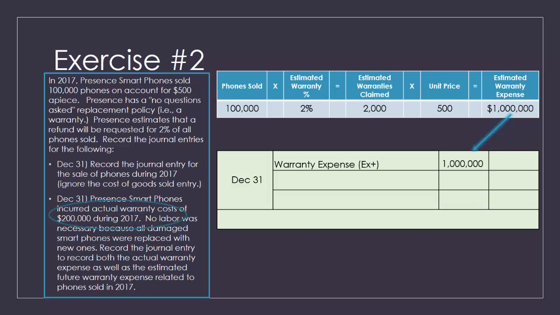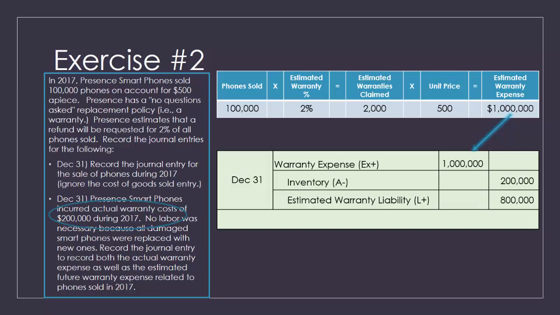However, $200,000 worth of this has already been cashed in. So what are we going to do? Well, we're going to have to take that out of our inventory because we're replacing the phone. So the amount of actual expense that we've already paid comes out of inventory for $200,000. And the remaining difference between these two numbers, which is $800,000, is going to go into an account which is our estimated warranty liability.